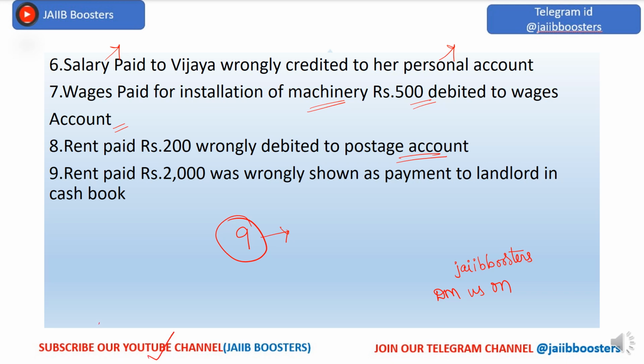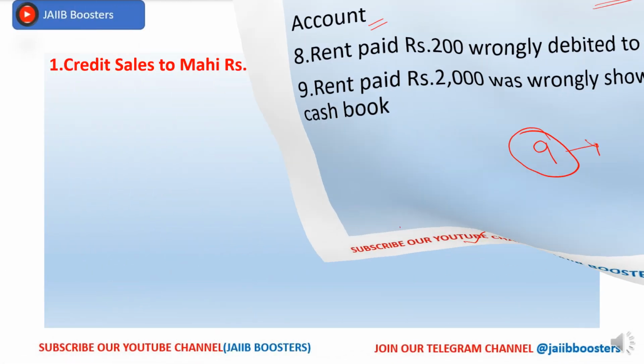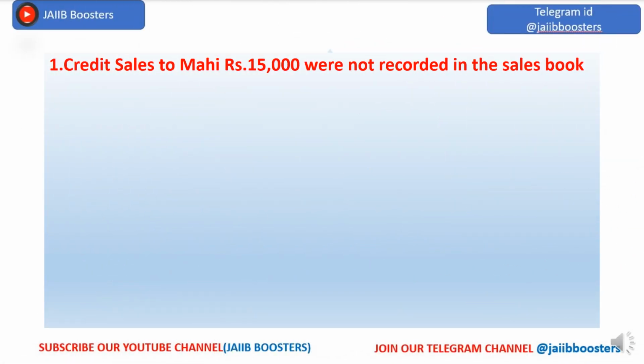Quickly moving on to the first question. Credit sales to Mahi rupees 15,000 were not recorded in the sales book. Here the 15,000 entry is not recorded. Not recorded means the 15,000 entry is completely eliminated.